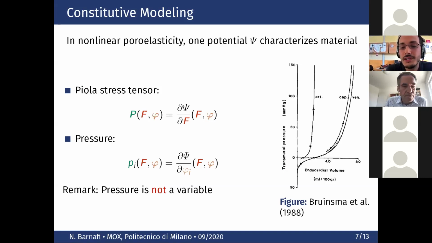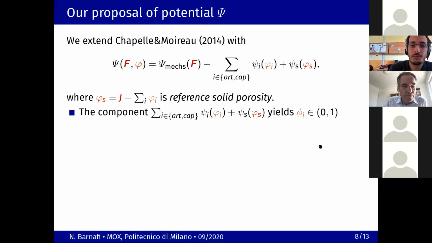One very important thing here is that pressure is actually not a variable. It depends nonlinearly on the fraction of each compartment, and this has been studied long ago. Here on the right, you can see the kind of dependence that the pressure has with respect to the local volume of blood. To capture the physics correctly, we really need this kind of nonlinear model. We propose extending another energy. The modeling here is quite an open field.